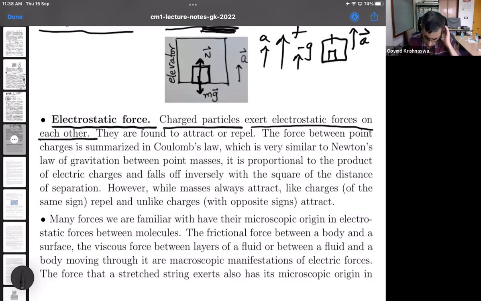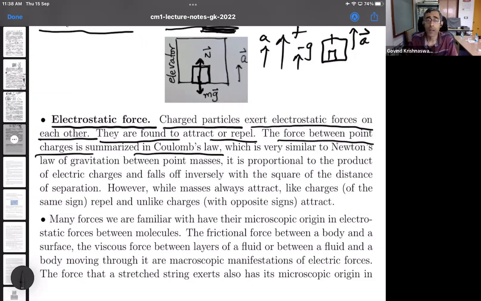Okay, so this has a long history. I don't intend to discuss that here right now, but it turns out that certain objects can be made to be charged, like rubbing them on some wool and such things. Essentially, doing that kind of process pulls off some electrons from the surface, and the body becomes charged, and it manifests this charge by exerting forces on other charged objects. So charged objects are found to attract or repel. And the force between point charges is summarized in Coulomb's law.